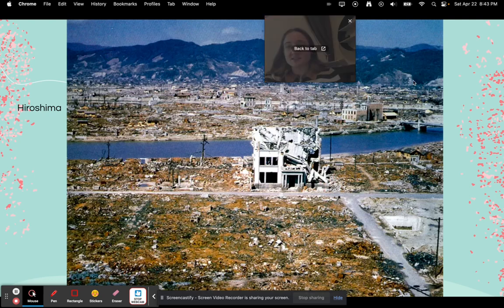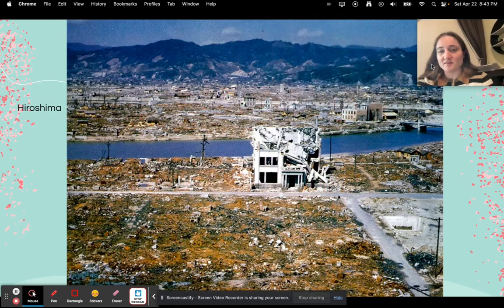Okay, so here are some pictures of the aftermath of the bombing. You'll see it in the movie too, but of course the movie is animated, so not quite the same effect. So you can just see here everything is just destroyed.